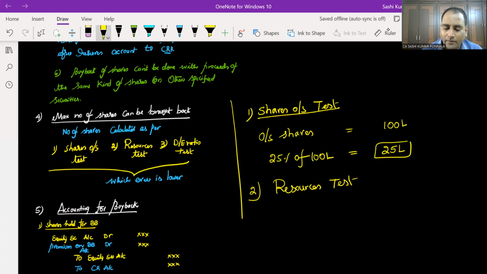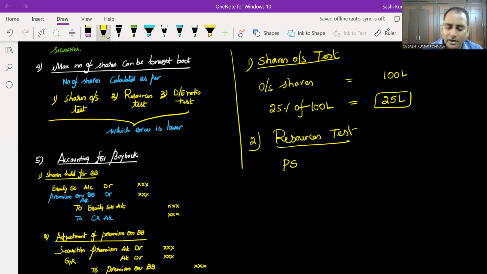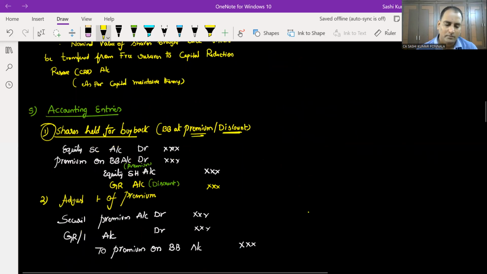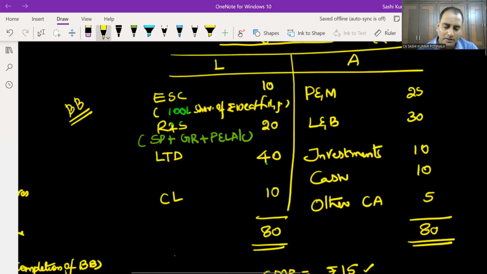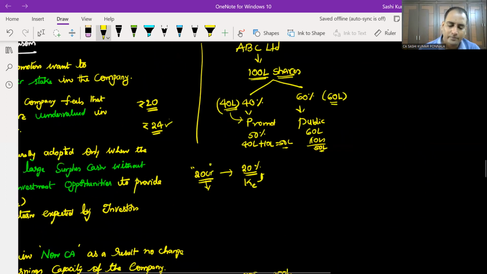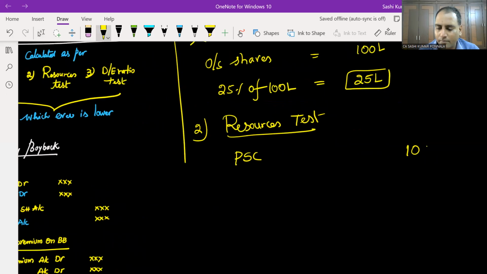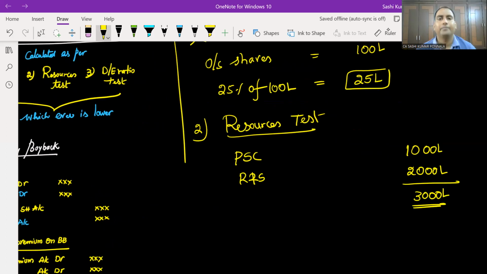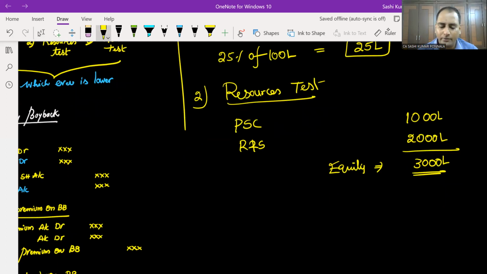Second one, resources test. Paid up share capital as per the balance sheet is 10 crores, reserves and surplus 20 crores. That is 1,000 lakhs and 2,000 lakhs, put together 3,000 lakhs. This is called equity, funds belonging to equity shareholders. Resources test says a similar thing: you can use 25% of 3,000 lakhs towards buyback.